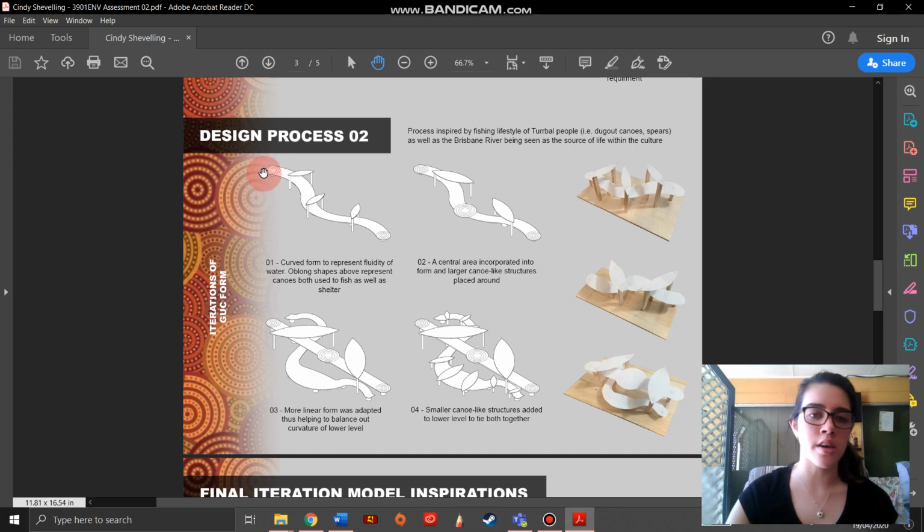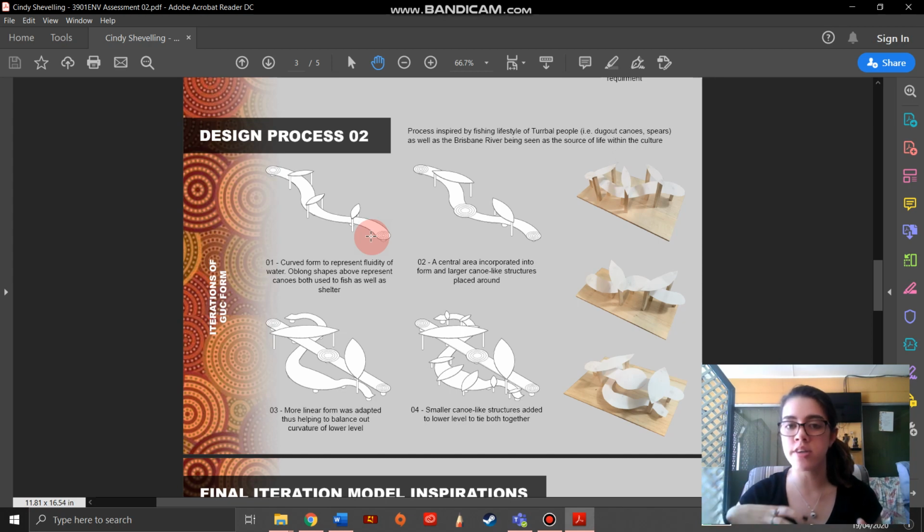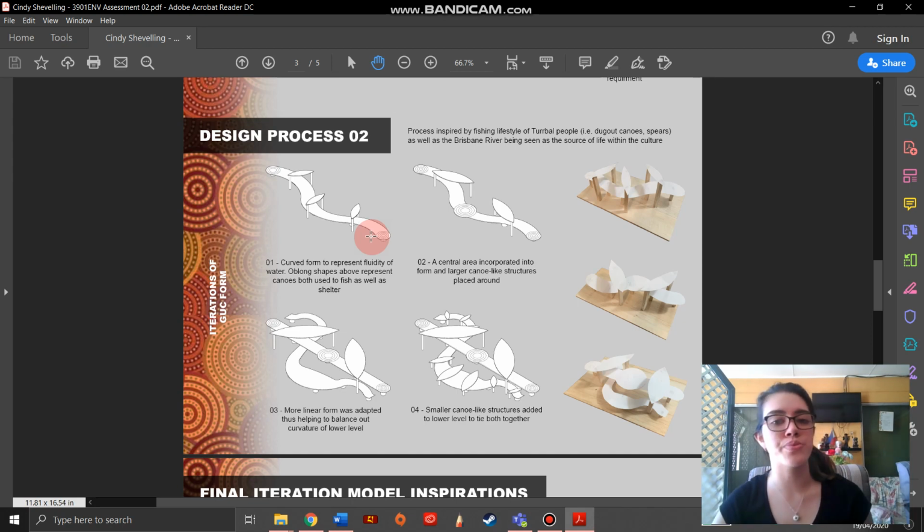So as you can see here, my initial form started as a more fluid, organic shape to represent the fluidity of the water of the Brisbane River. And then overhead, you would have these oblong structures that represent the dugout canoes that were not only used for fishing, but as shelter as well. And I thought that was a component that was quite interesting to include.